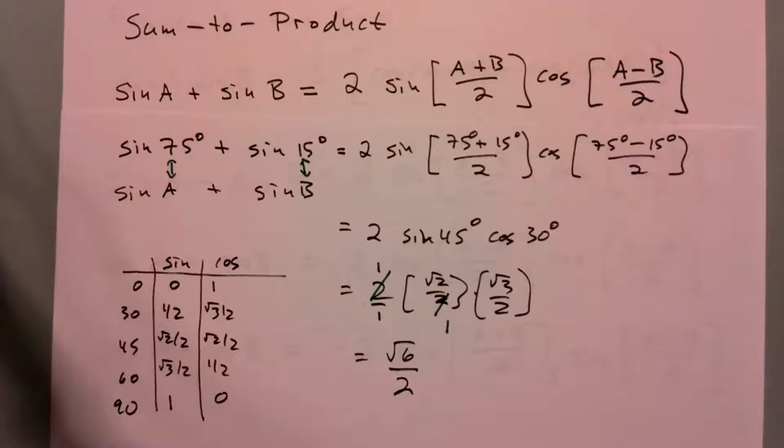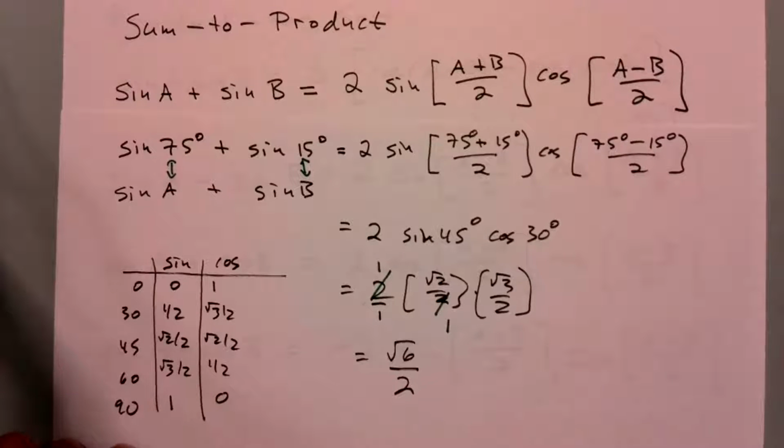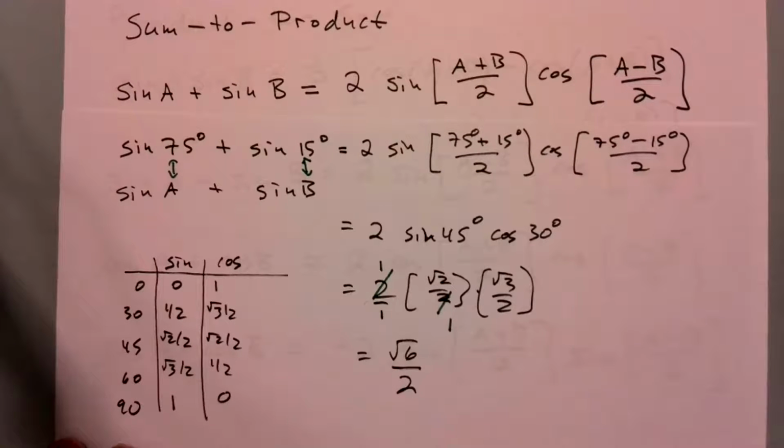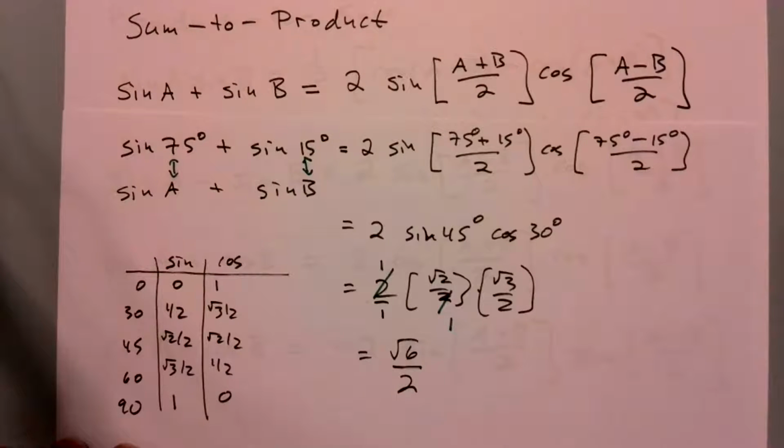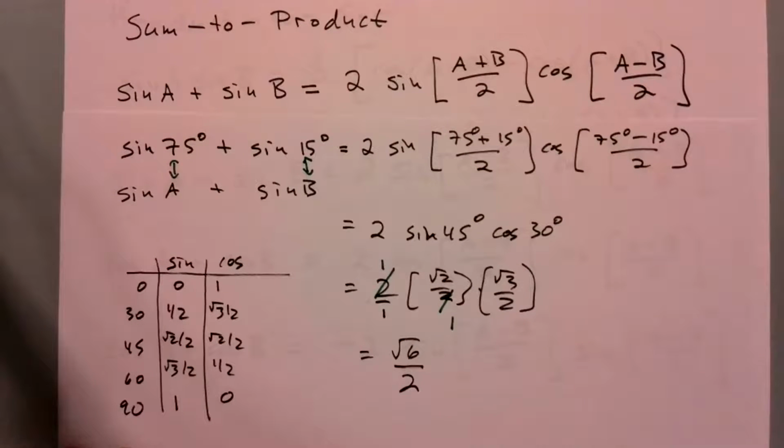All right, let's take a look at one more of these. I want to go back to another product to sum question. So you've got your list of identities. See if you can do the following for me. I want sine of 285 degrees times the sine of 75 degrees. So we'll go ahead and put that up here now. Here we go. Sine of 285 degrees times the sine of 75 degrees.